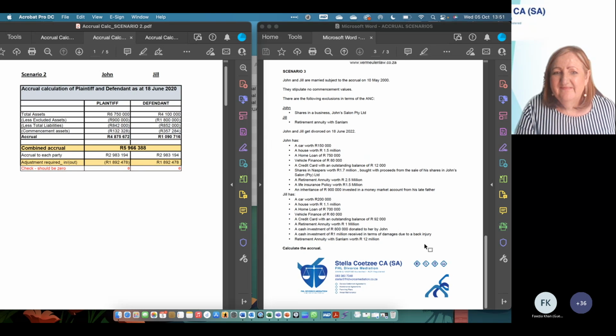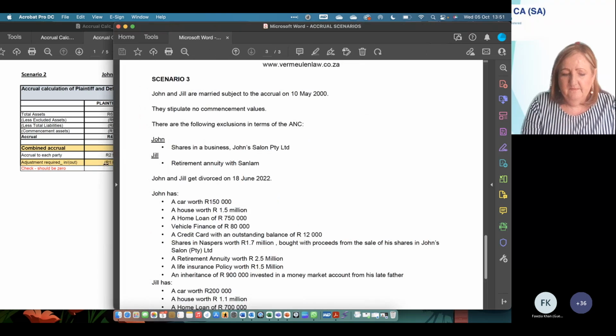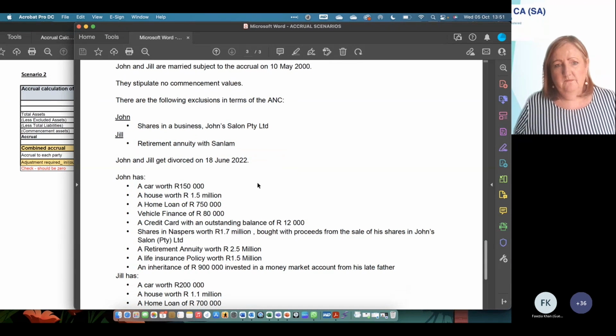Now, scenario number 3 is an interesting one, because in scenario number 3, we've got some exclusions as well. So we're not going to go through a calculation of stipulating the commencement value. There's no commencement value here in the ANC.